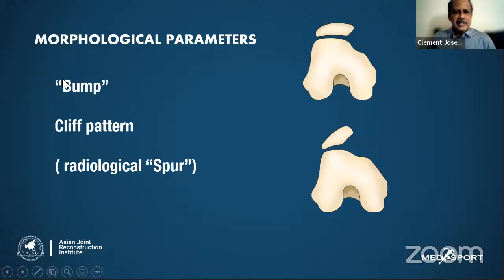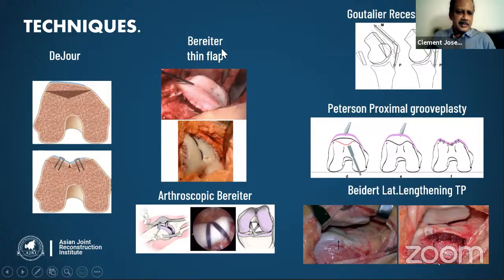There are so many techniques that have been described. Dejour came up with the deepening trochleoplasty, and Bereiter has described the thin flap trochleoplasty, which can be done arthroscopically. And there is a proximal grooveplasty, which guides the patella into the groove, which is indicated in type B dysplasia, and the Bereiter lateral lengthening trochleoplasty has also been described in certain select cases where there is a shortened lateral trochlear facet. We have not had any experience in these procedures.